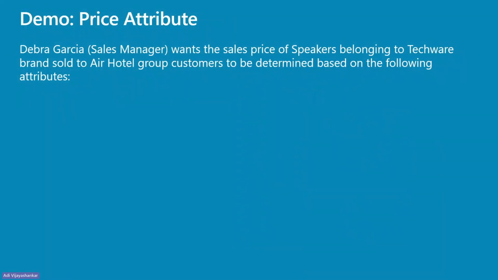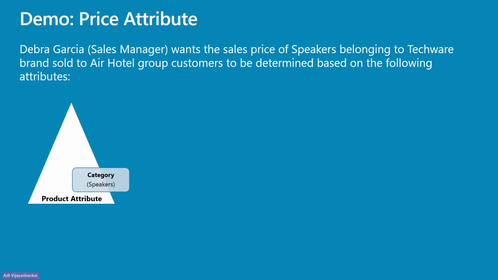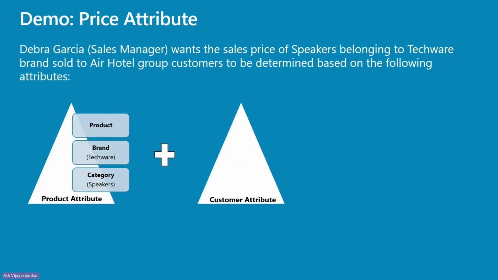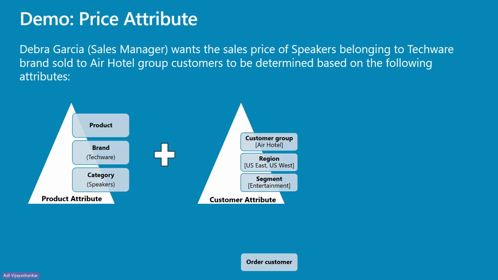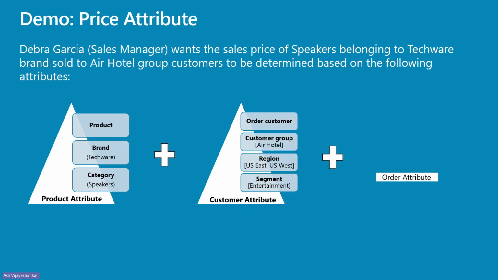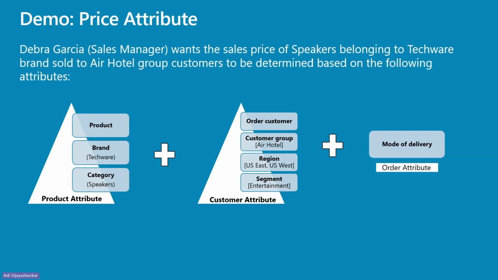So let's see a demo of this scenario where Deborah Garcia, who's a sales manager of Contoso Entertainment System, wants the sales price of speakers belonging to Techwear brand sold to Air Hotel group of customers to be based on the following attributes. The product attributes, which includes product category, so speakers, with product brand Techwear and product, followed by the customer attributes that includes segment, which is entertainment, region, US East Coast or US West Coast, customer group, Air Hotel, and finally the customer. And then we get to order attribute, which is mode of delivery.